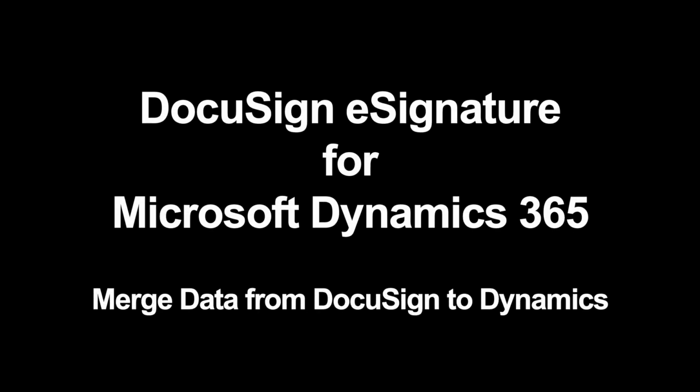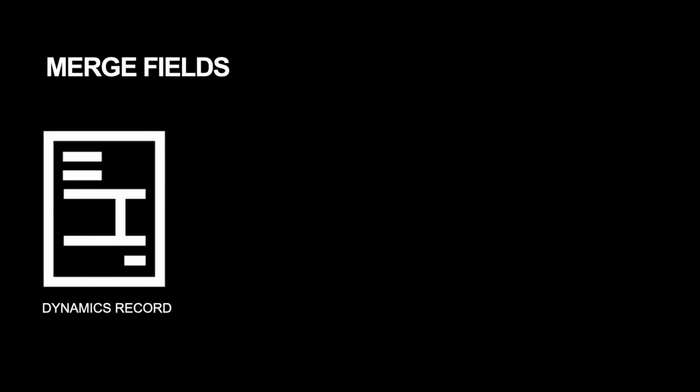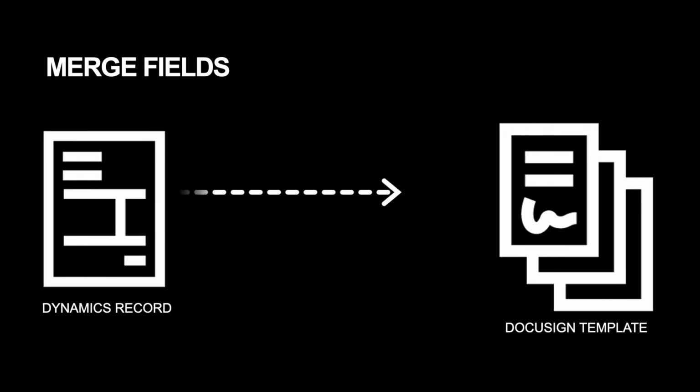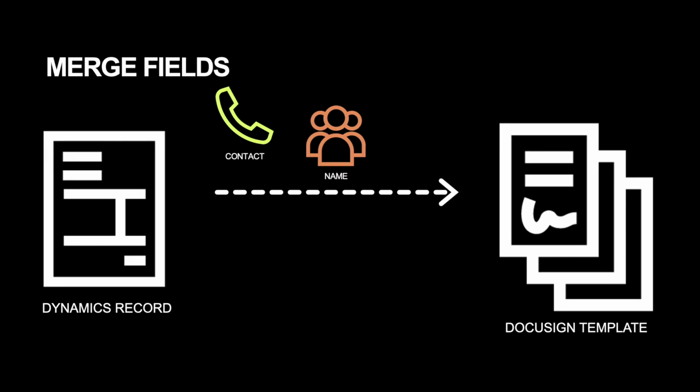DocuSign eSignature for Microsoft Dynamics 365 allows you to sign documents and send documents for signature directly from Dynamics. Merge Fields simplifies the sending process by automatically importing data from Dynamics to a DocuSign template so that fields are pre-populated, eliminating the need for manual data entry by the sender or the recipient.